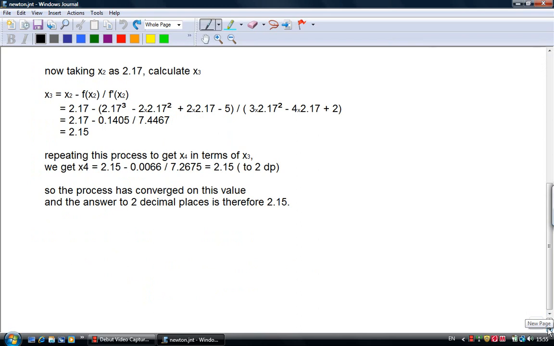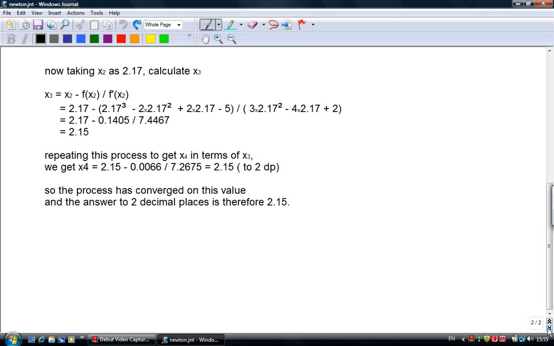So now you just keep repeating that process, but taking the value you got from before, so x2 is 2.17, and you can then calculate x3. So x3 in terms of x2 is x2 minus f x2 divided by f dashed x2. Won't repeat all those, but you can see exactly what I'm doing, just putting 2.17 into that equation, and you end up with 2.15.